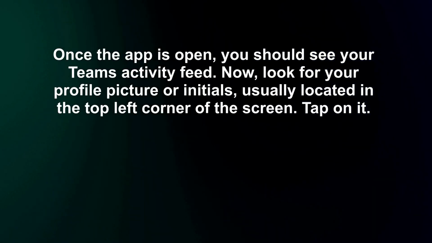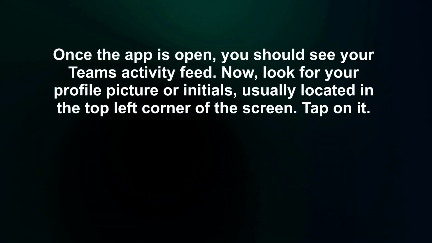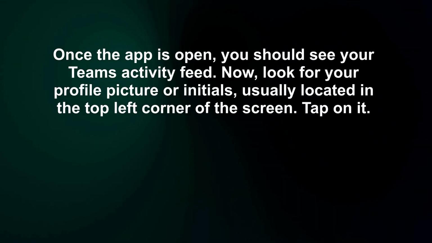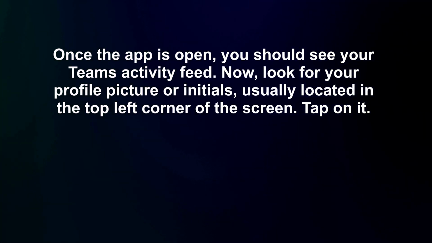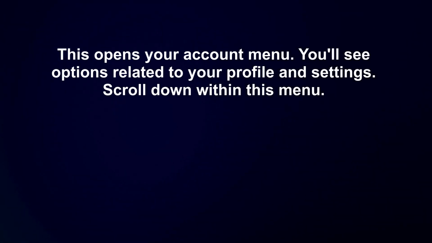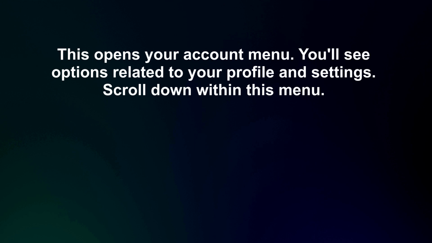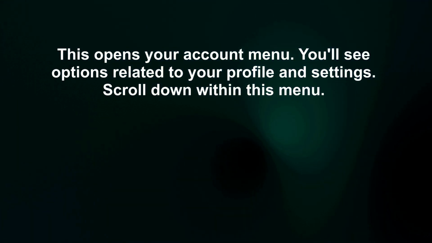Once the app is open, you should see your Teams activity feed. Now, look for your profile picture or initials, usually located in the top left corner of the screen. Tap on it. This opens your account menu. You'll see options related to your profile and settings.